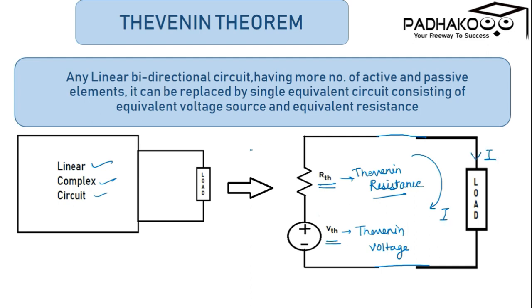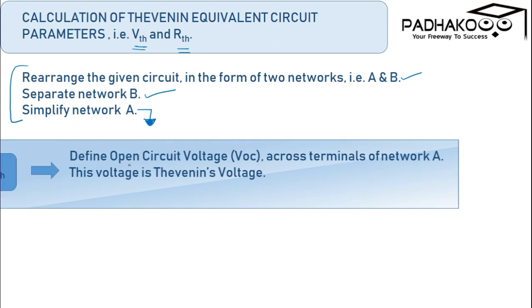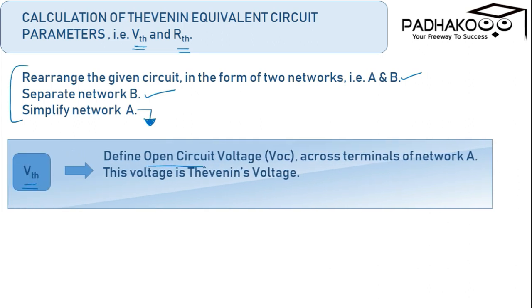which is the desired value. So to calculate the values of Rth and Vth, let us see what methods we have to apply. First, rearrange the given circuit in the form of two networks, that is A and B. Separate the network B. These two steps we have done. To simplify network A, we need to find the values of Vth and Rth. And how to find the value of Vth? Define the open circuit voltage across the terminals of network A, and this voltage is the Thevenin voltage. And we can calculate this Thevenin voltage by applying KVL.